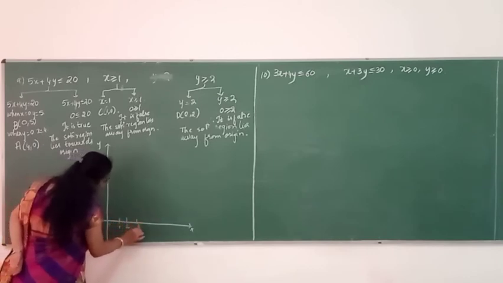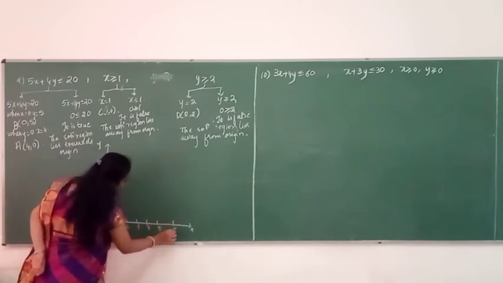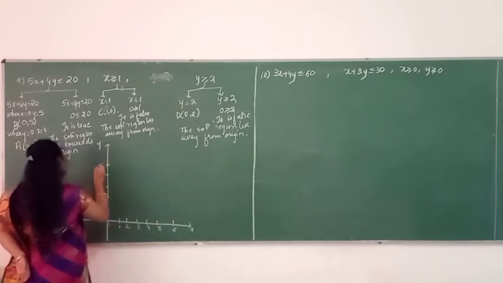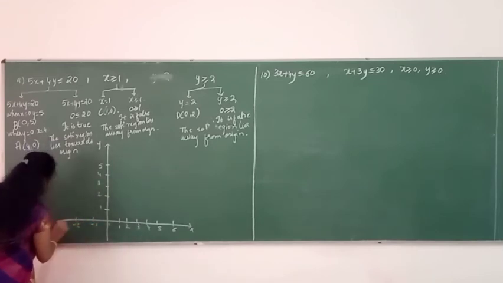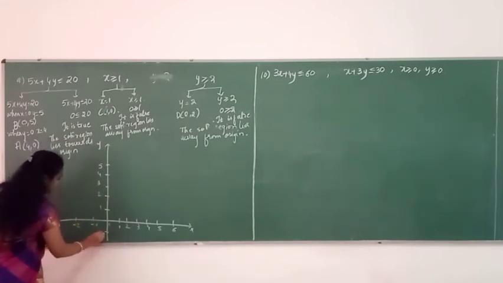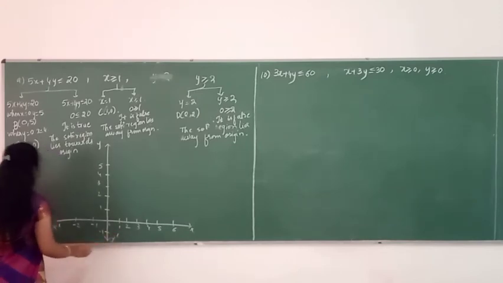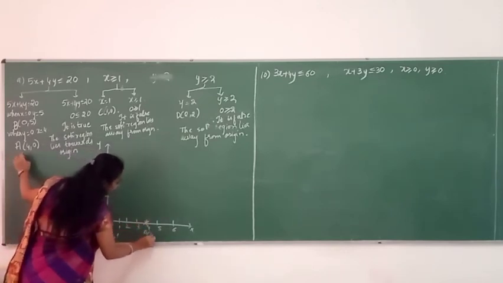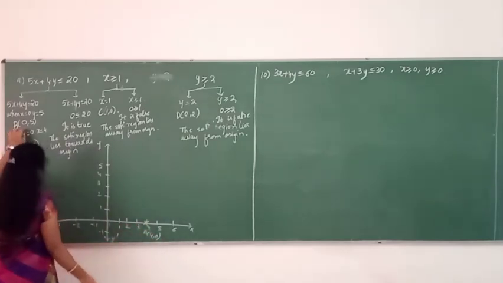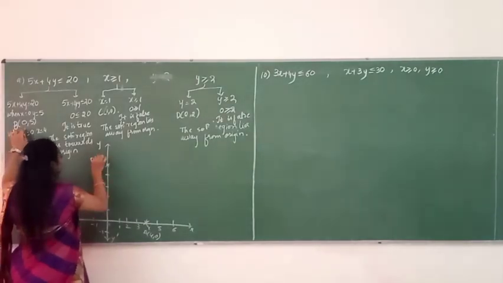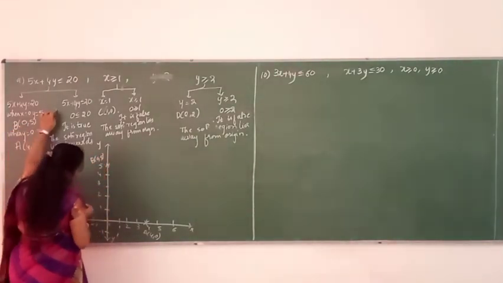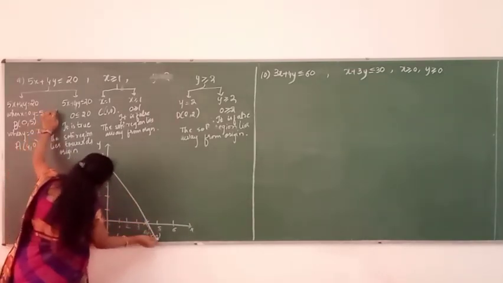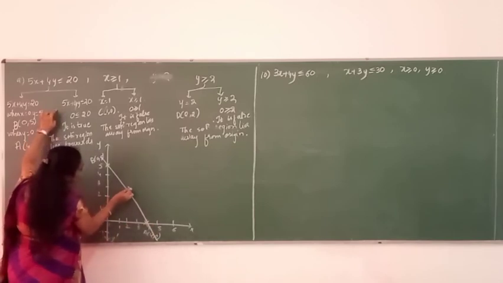One, two, three, four, five, 6. 1, 2, 3, 4, 5, minus 1, minus 2, which is your x dash, minus 1, which is your y dash. A point is nothing but 4, 0. Next B is nothing but 0, 5. Here the inequality is less than or equal to, so it will be a bounded line. See that you draw all these graphs in the graph book.